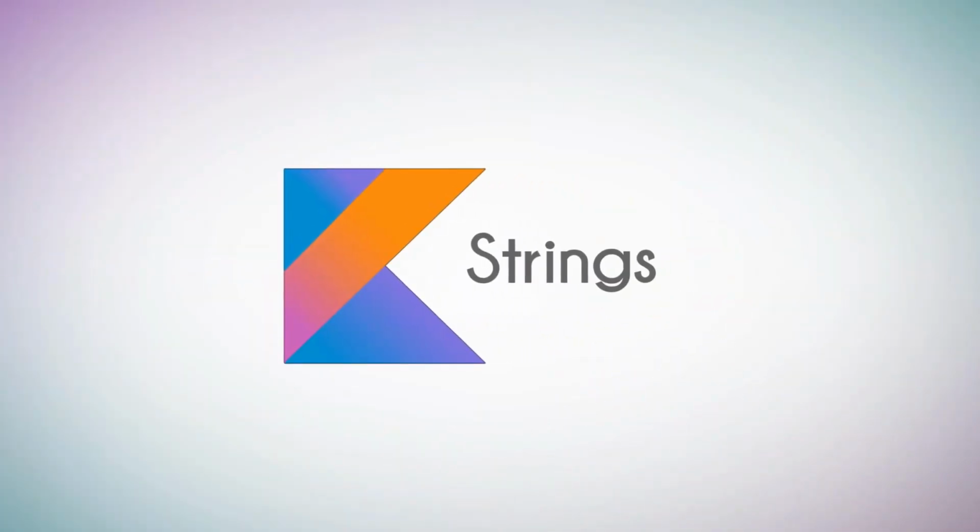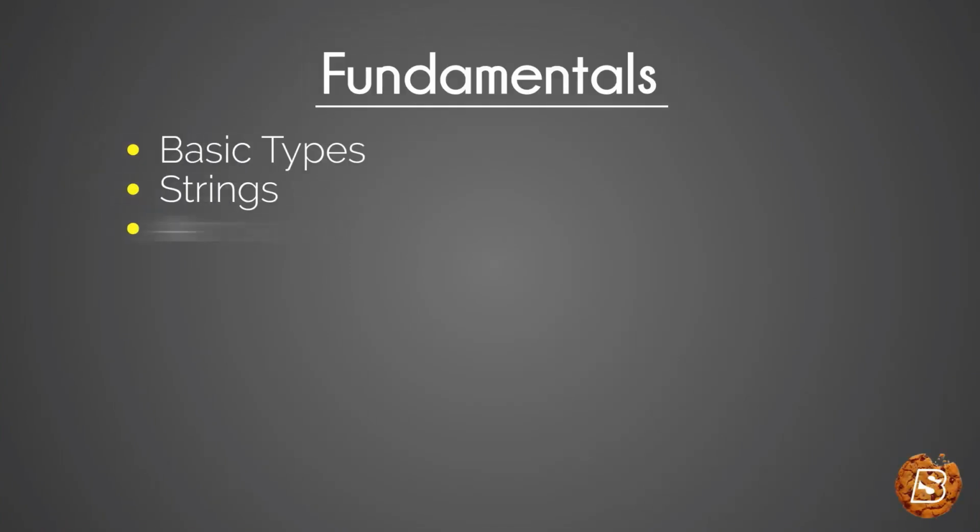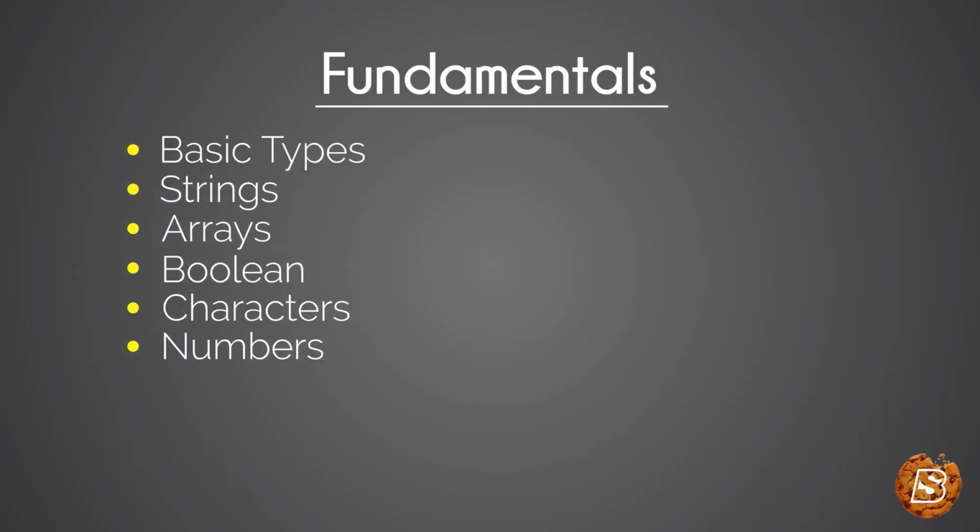This lecture will be starting with strings, arrays, booleans, characters, and numbers. These are the basic types that Kotlin supports. So let's go ahead and explore each one of them, starting with strings.